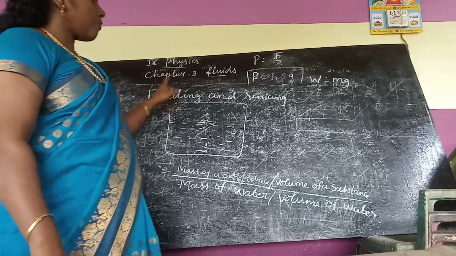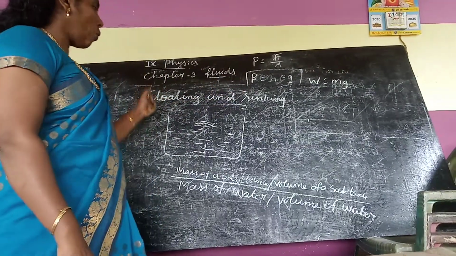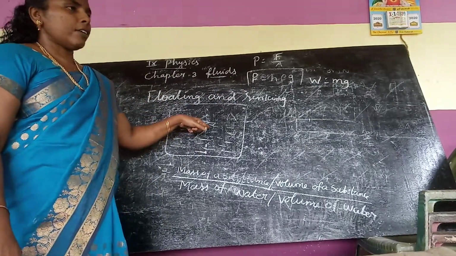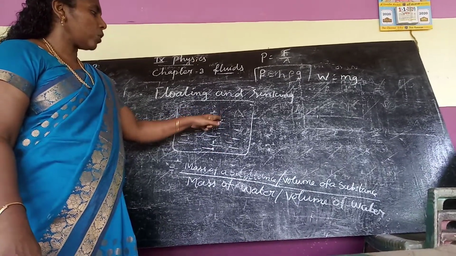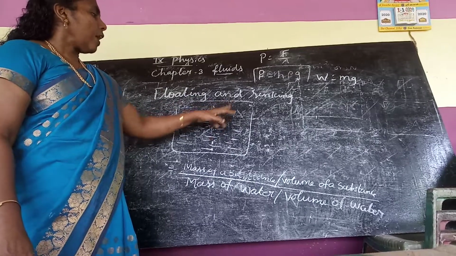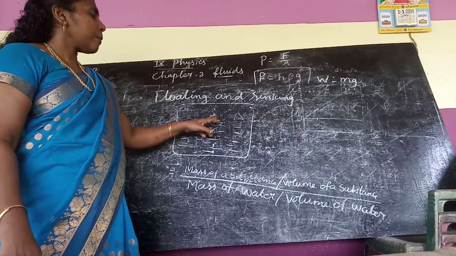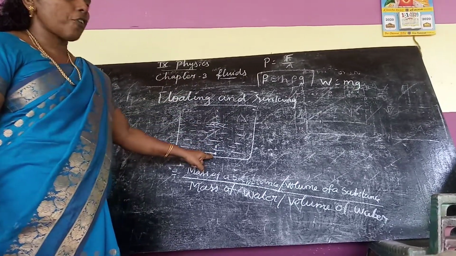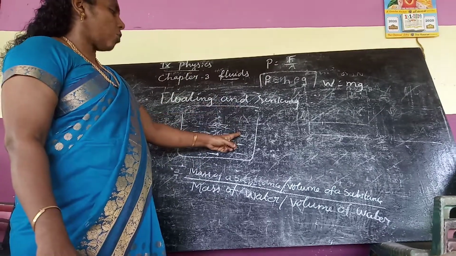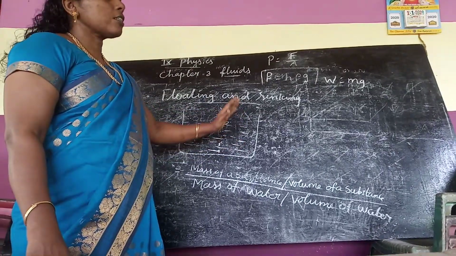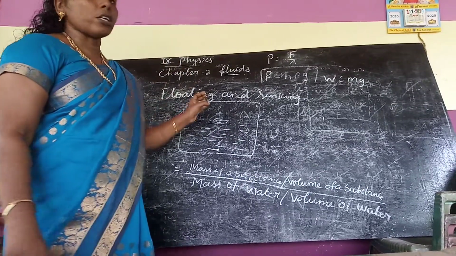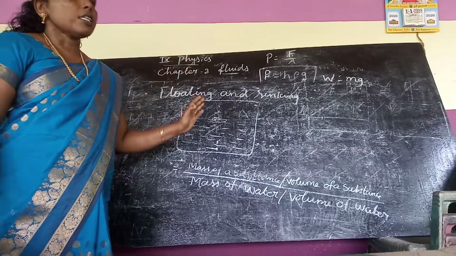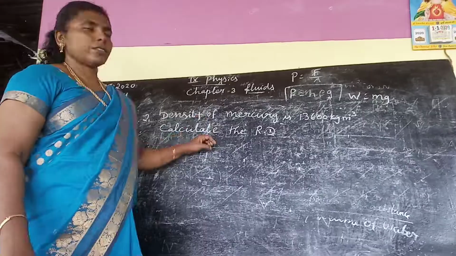Now, you know the reason for floating and sinking. Why is the object floating? The density of a substance is less than the density of water. So, the object is floating. Now, the density of the object is greater than the density of water. So, the object sinks. Because of this, some objects float on the water, some objects sink in the water.